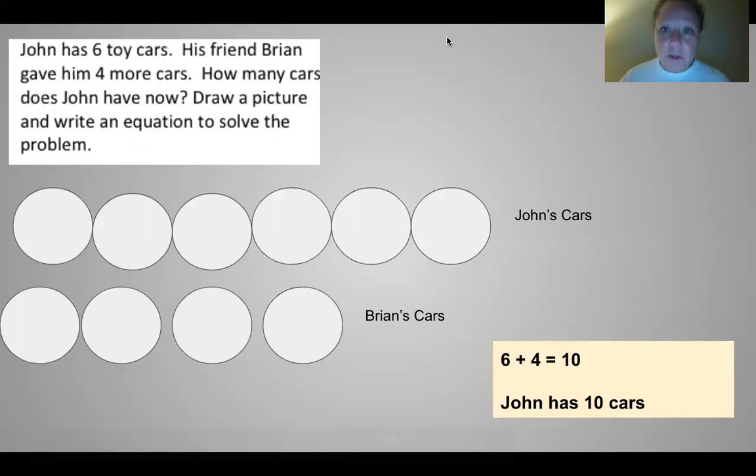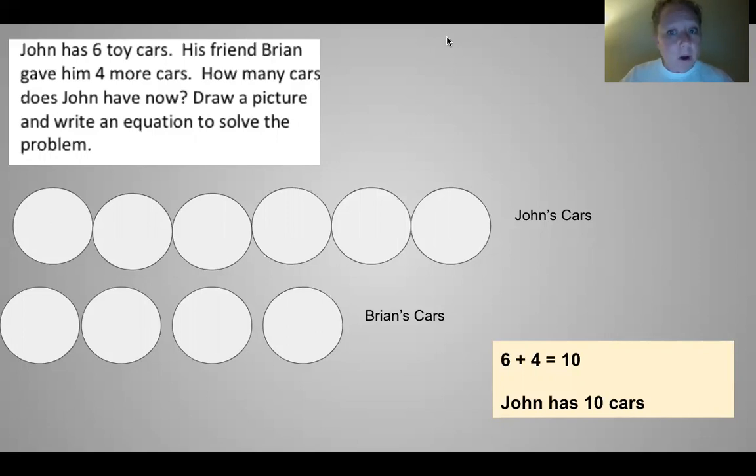I wanted to show you my thinking. So this is what my picture will look like. Let me read the problem one more time. John has 6 toy cars. His friend Brian gave him 4 more cars. How many cars does John have now? Draw a picture and write an equation to solve the problem.